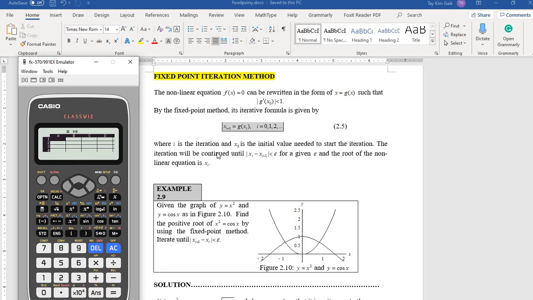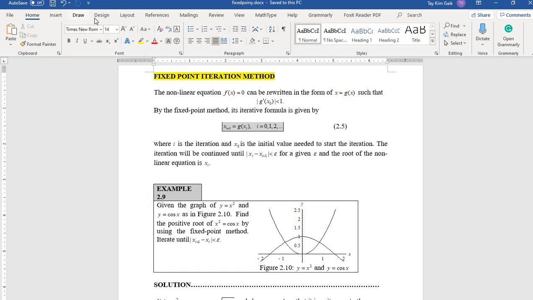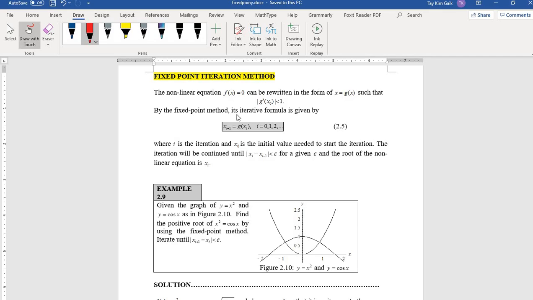So first of all, let's revise what the fixed point iteration method is. If we have a nonlinear equation f(x) = 0, we can rewrite it in the form x = g(x), such that the modulus of g'(x0) is less than 1. Then by the fixed point iteration method, its iterative formula is given by x_(i+1) = g(x_i).